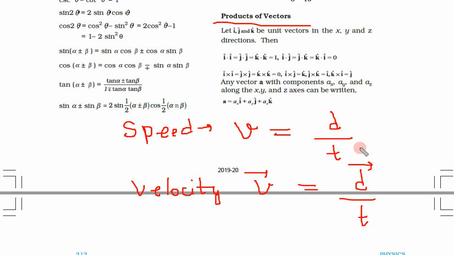And we have seen that even if distance is 30 km, displacement can be 0 because something has returned to its initial position. So if the radius of this circle is 1 meter, the circumference is 2 pi r. So distance traveled is 2 pi r, but displacement is 0, because the particle has come to its initial position.